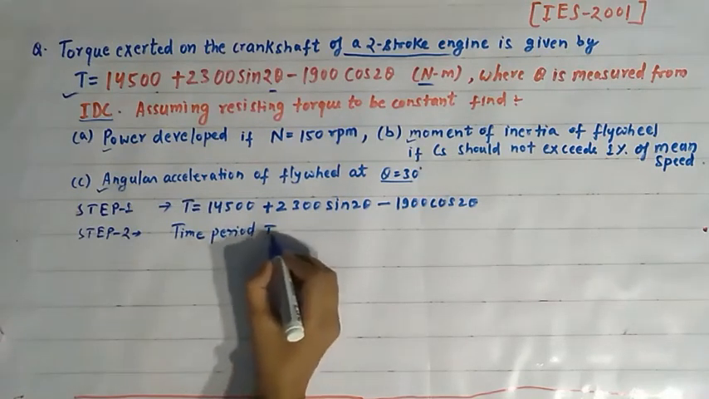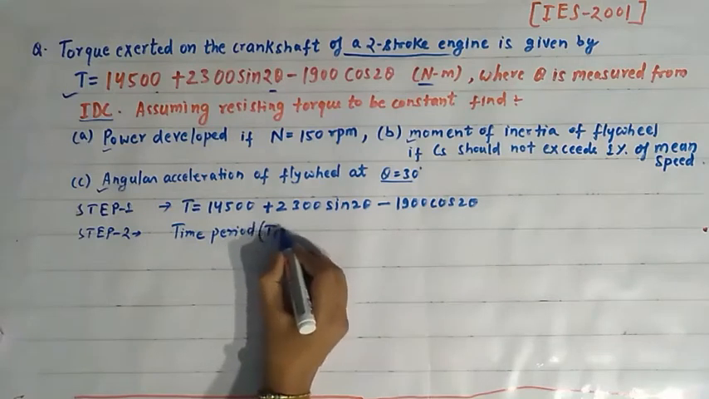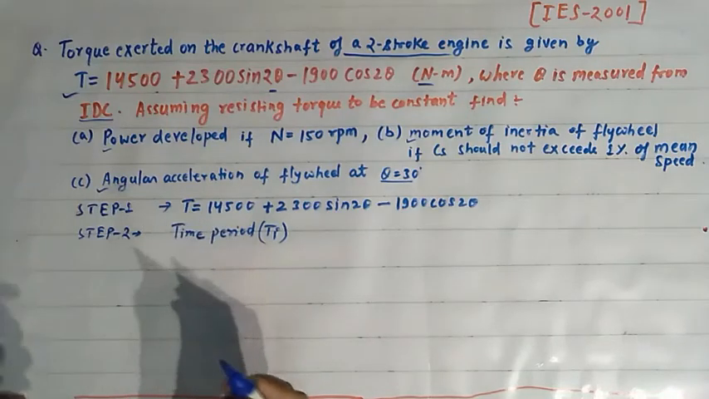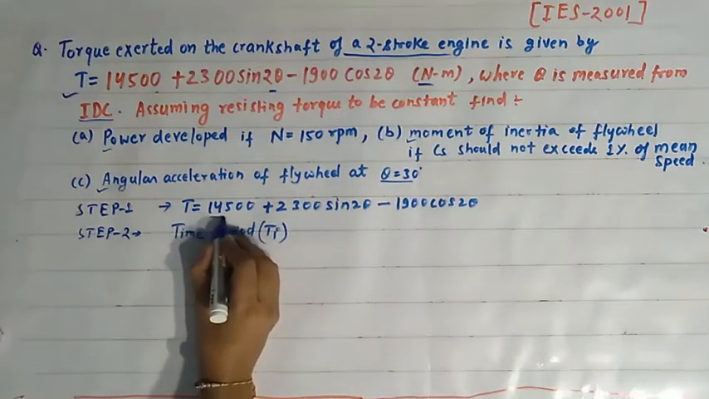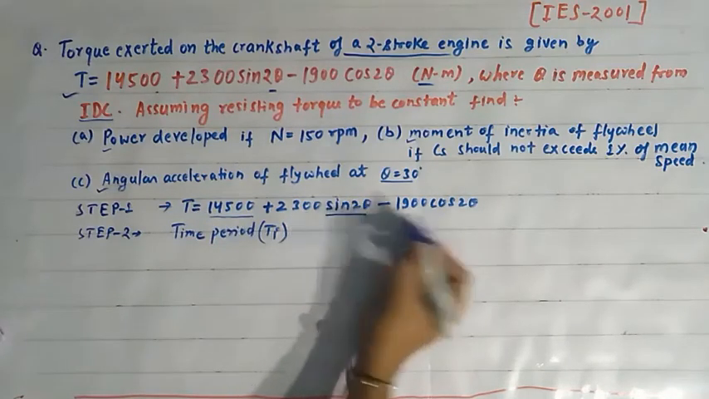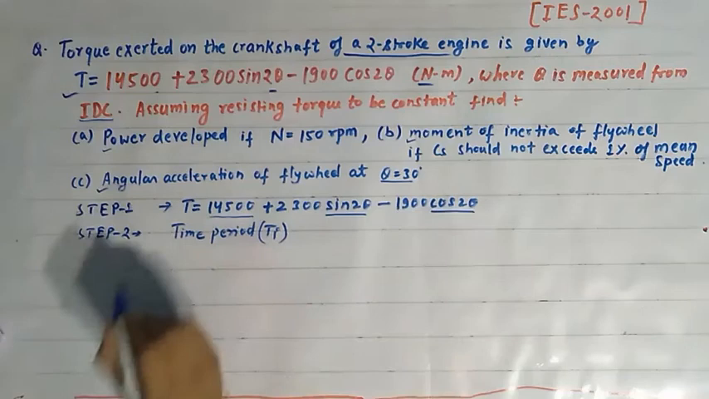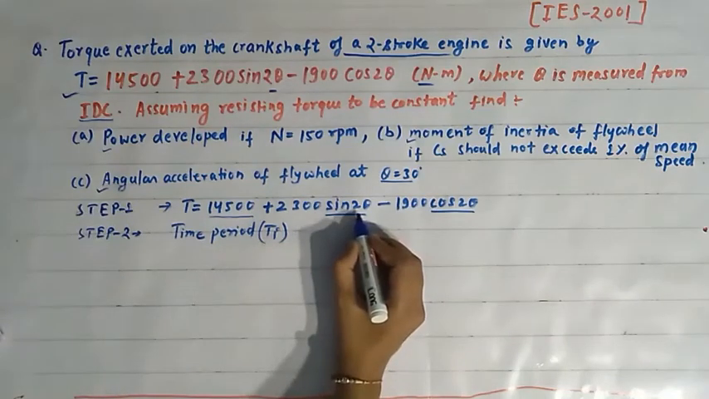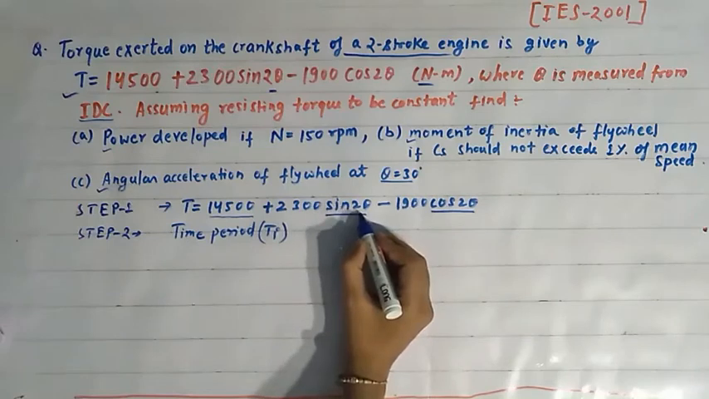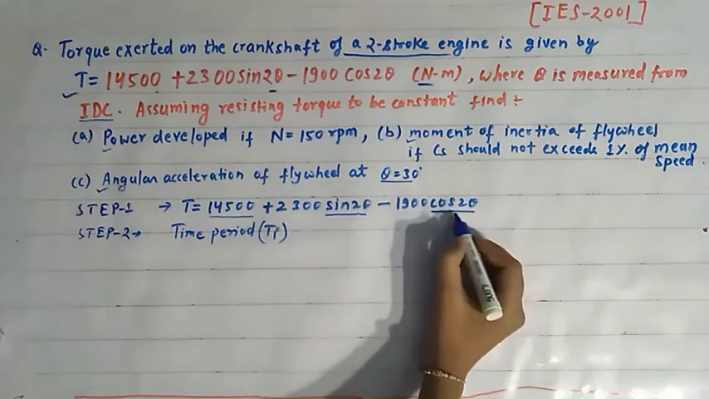The time period is denoted by Ti here. Now see how we will calculate the time period of this torque function. It is very easy, friend. You have to neglect 14500 here and see only the sin 2 theta and cos 2 theta terms in this expression, and calculate the time period of this part and this part.